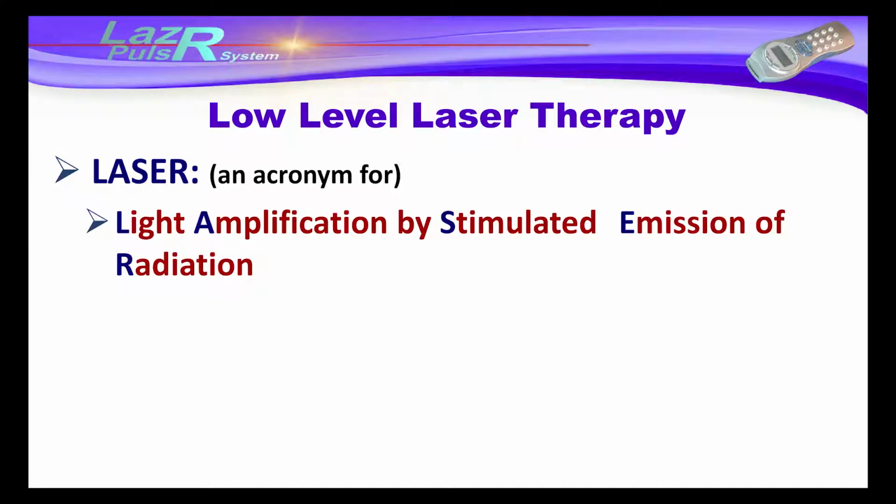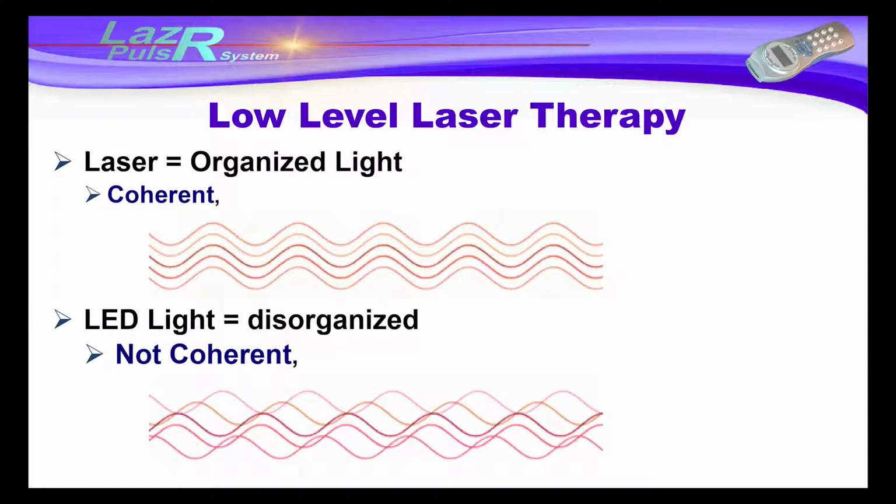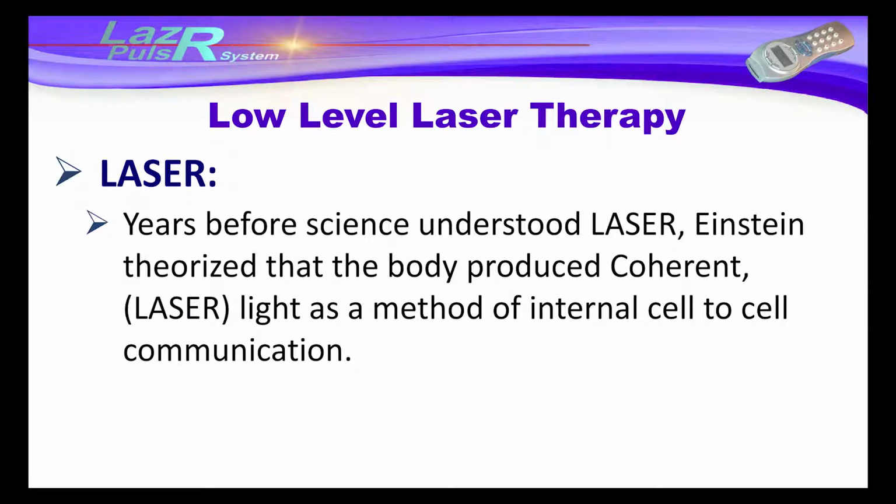Next is the word laser. It's not really a word, but an acronym for light amplification by stimulated emission of radiation. The difference between laser light and all other forms of light, including LED light, is significant as laser light is coherent, meaning that every photon is in phase with the next, where LED lights are non-coherent. Why is this important? Years before science understood laser, Einstein theorized that the body produced coherent, today called laser, light as a method of internal cell-to-cell communication.